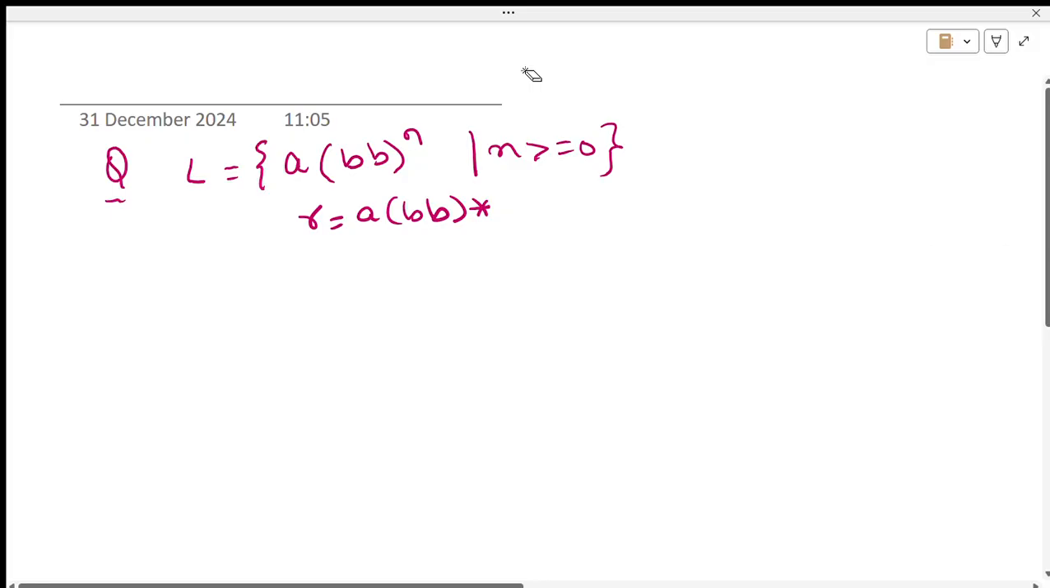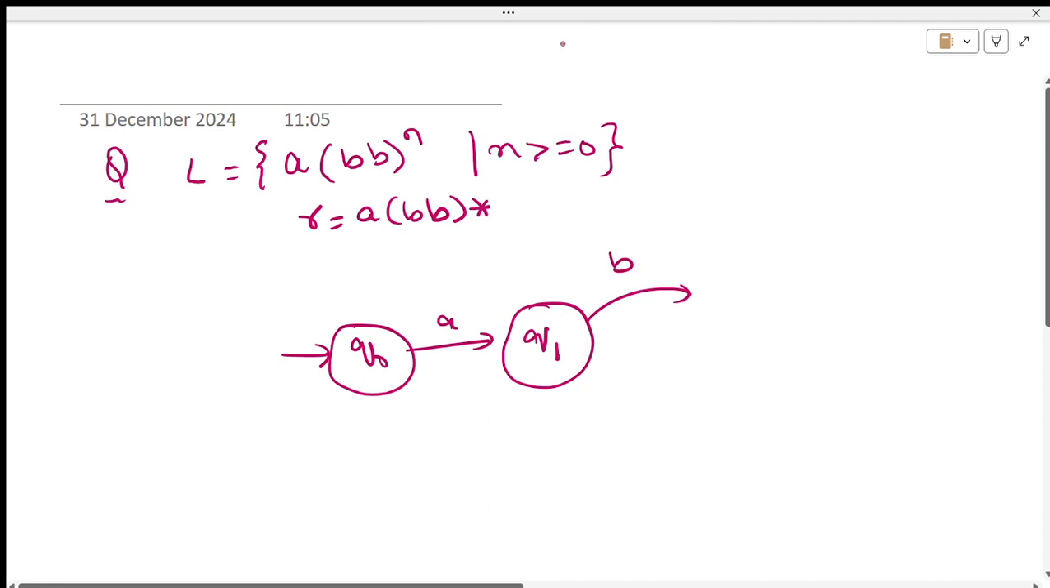This example is for a language A that is followed by BB any number of times. So we'll make a deterministic finite automata for this. Q naught on reading A goes to Q1. Q1 on reading B will go to another state, say Q2. Q2 on reading B will go to Q1. So we have A, B, B any number of times.